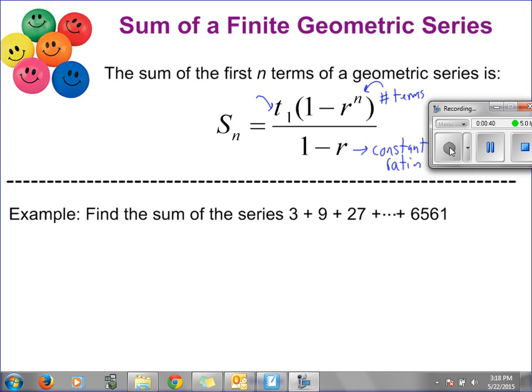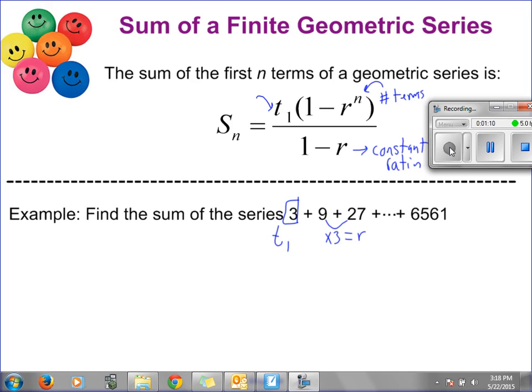So looking at a problem, we really need two things. Digging into this example of finding the sum of the series 3 plus 9 plus 27 all the way up to 6,561, we need to know the first term, which we know. It's just 3. We need to know as well what our constant ratio is. So 3 times what gives us 9, 9 times what gives us 27? Well, that's not too crazy because it's just multiplying by 3. So that's going to be our r value.